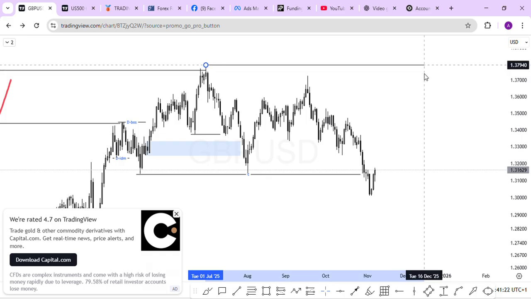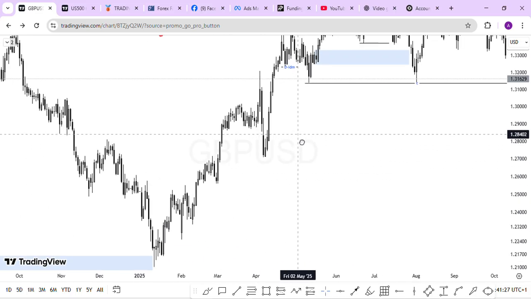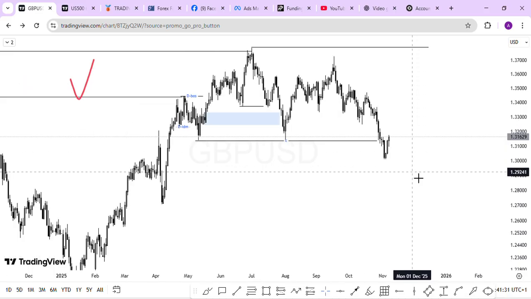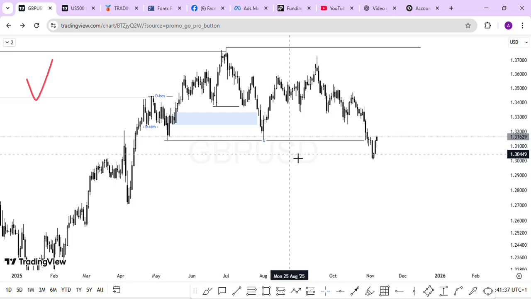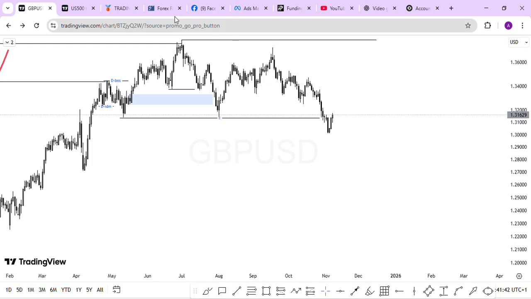And when we have the change of character here, it changed my bias from buying GU to selling GU, because it's aligned with what monthly is doing, and it was also confirmed by giving me change of character in the daily time frame. So this is just the analysis for GU.